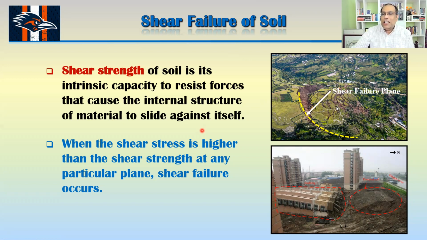So you can see this is kind of a slow failure, and this is your shear failure plane. This one is failing along that line. Again, you can see this building has toppled, like here, and some soil has moved from here to here. So that's a kind of shear failure you can see.